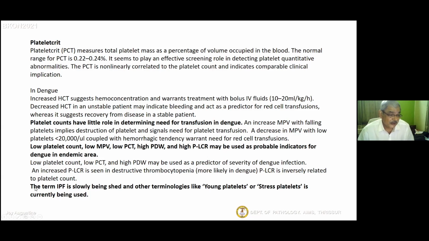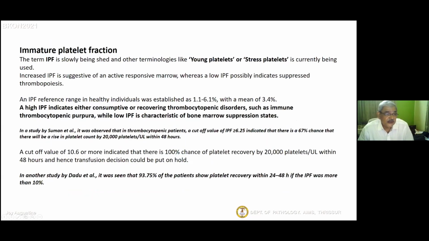The term IPF is very immunology, like young platelets or stress platelets. Now, the reason why the term immature in immature platelet fraction is not appropriate is because when you look at an immature cell, we expect that cell to be functionally less active than a mature platelet, mature cell.